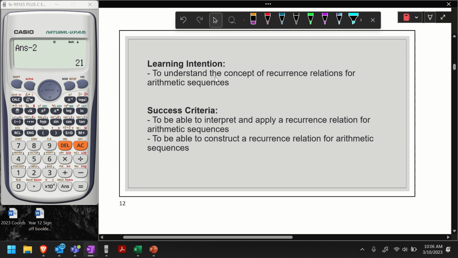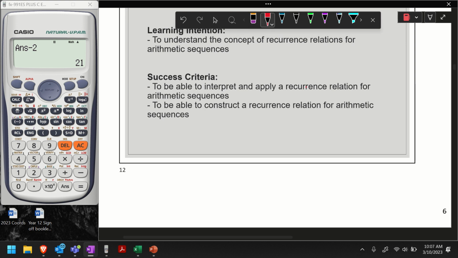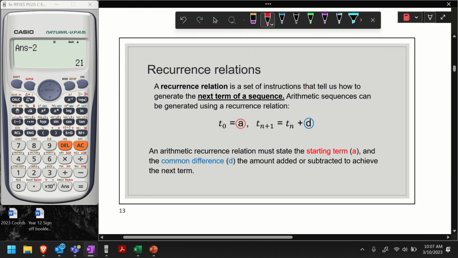So our learning intention for this part of the topic is I want you to be able to understand the idea of what a recurrence relation is, but in relation to your arithmetic. So again, you're just going to be adding or subtracting again. So it's not that hard. And I want you to be able to interpret. So what is a recurrence relation? And then understand the information it's giving you, and then be able to construct one yourself. So you need to, first of all, understand what it is, and then secondly, I want you to be able to make one for me. Okay, so that's going to be the point of this one.